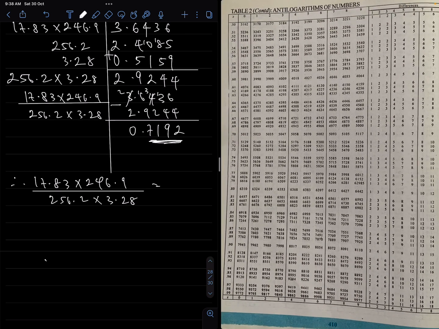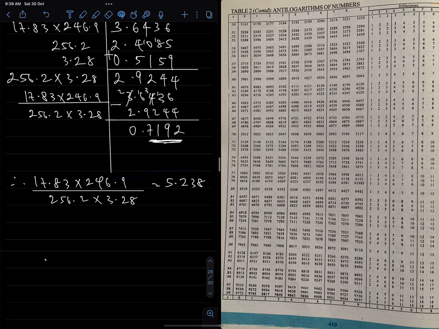71 under 9, what's that? 5236. What's the difference? 2. That is 5238. Now, when you see that, before you write the answer, you put a decimal point after the first digit. So I'm just going to write 5 point. No matter what, you put the decimal point after the first digit of the antilog.